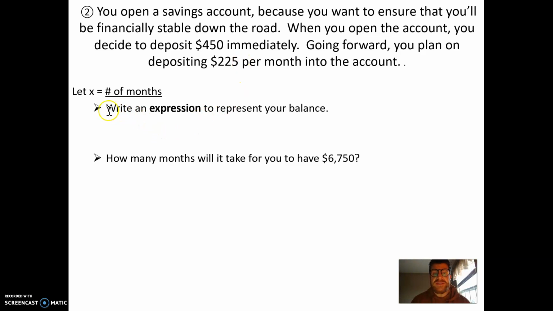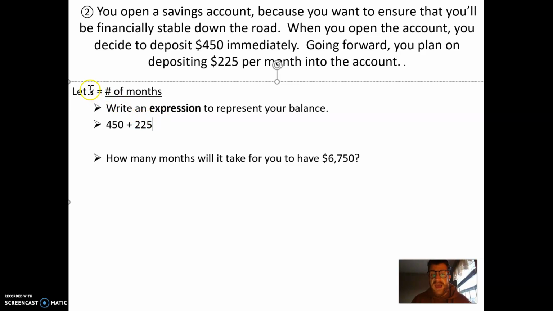All right, so this goes back to previous content that we've already learned. Write an expression to represent your balance. So an expression, if you remember, does not have an equal sign, right? Equations have an equal sign. That's why it's partially important to understand the difference between the two. So we're starting with $450, and nothing's impacting that 450, so it doesn't have a variable with it. And then our account is going up because we're depositing, so depositing means to add, right? And it's going up by $225 per month.